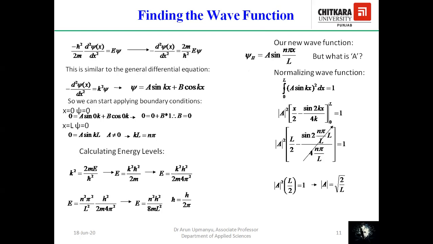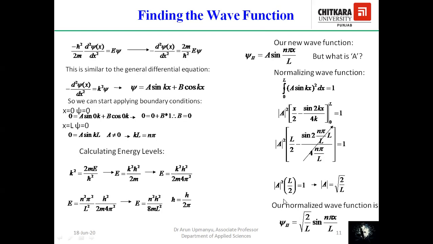So now I have comfortably evaluated the value of B as well as the value of A. And finally, I got this wave function. This wave function is also called the normalized wave function, because you have used the condition of normalization of the wave function to evaluate the arbitrary constants.